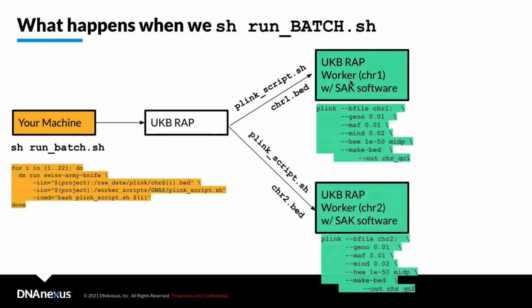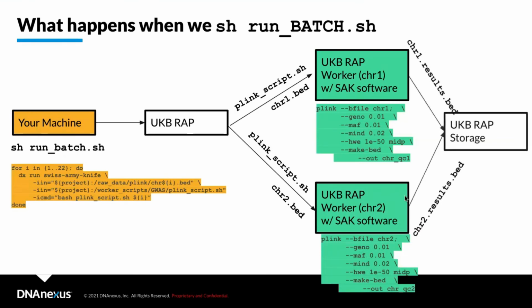Similarly, and I don't have all 22 because that would be a way too busy slide, but here's the second chromosome. So basically the Plink script and the second chromosome files are going to be transferred over to worker 2, and then it's going to process that. It's going to produce our results in each of them. And I know there's going to be multiple files generated here, but when the worker is finished, all of these are going to be transferred back into storage.